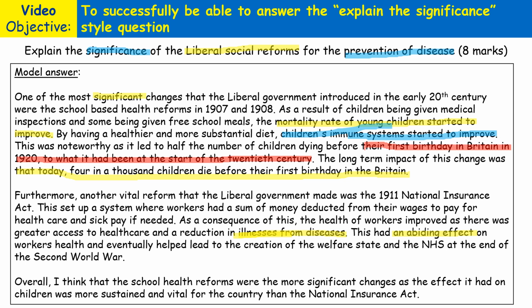So here I've said overall I think that the school health reforms were the most significant change that took effect, as children were more vital for the country, and children growing up and surviving until adulthood was more profound than the impact the National Insurance Act had. So a judgment just at the end of your answer like this, where you're analysing and evaluating both the factors that you've written about in the first part of your answer, will help you achieve a higher mark for this type of question. So just to recap those top tips one more time for this type of question.